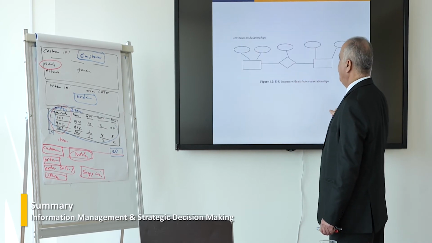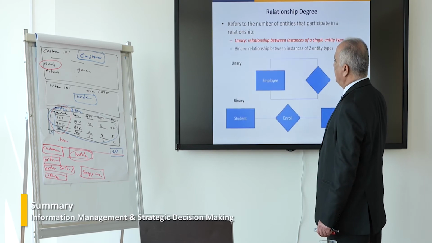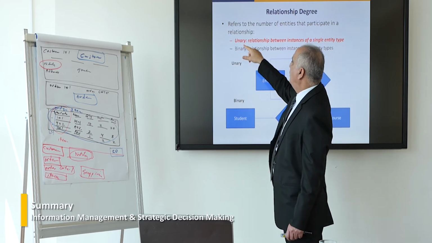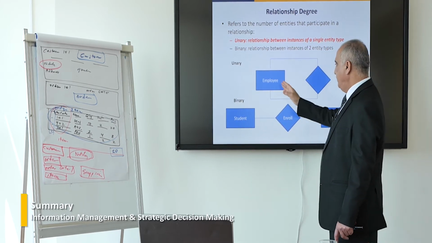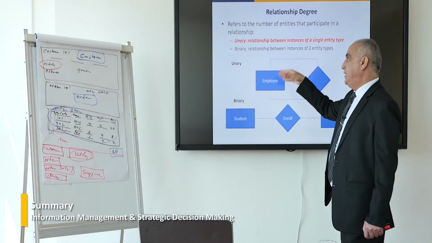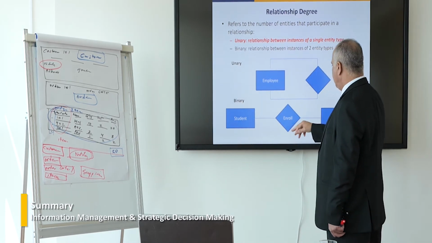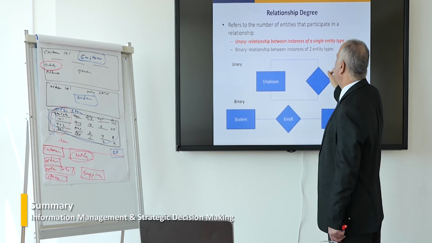So again, we discussed all of these. We discussed the relationship, cardinality. This is what we call recursive, a unary relation between a single entity, for example, employee and a manager. An employee could be an employee, and at the same time he could be a manager. Okay? And here is the binary, the relationship between two entities.